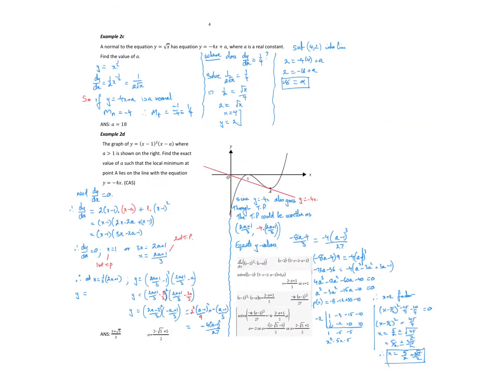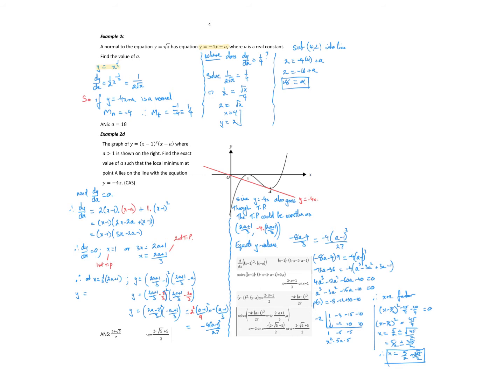Okay, so there are a few examples in this set. Let's have a look at the next couple. I need to find a normal to the equation y equals root x, which has this equation, where a is a real constant. Find the value of a. So how do I find the equation of a normal? I need to find a gradient and a point that the line goes through. So first things first, let's find the gradient.